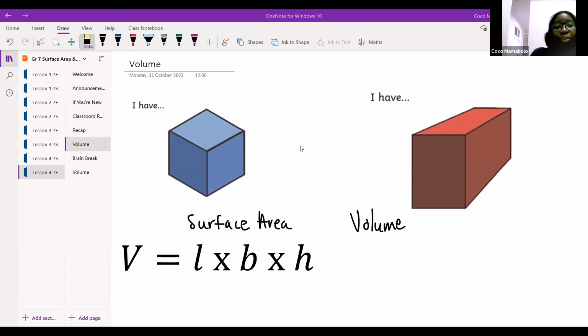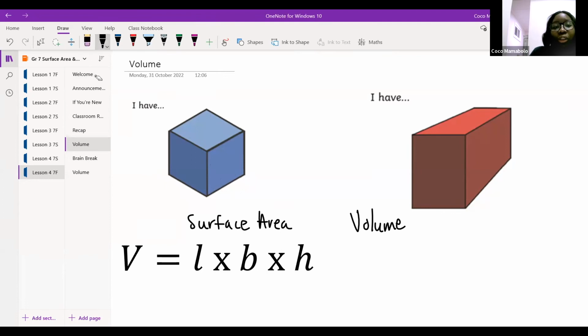Okay. So when we were calculating for surface area, very well done, we were just looking at the faces. So we looked at this face and we calculated the area of that. And then we calculated the area of this face and of this face and of all of those things.